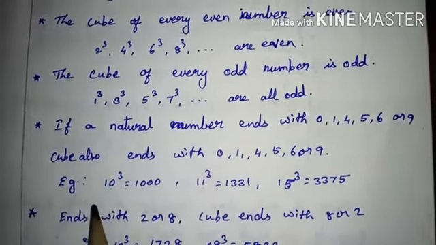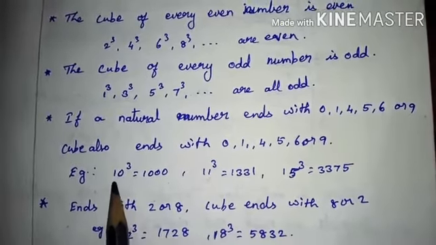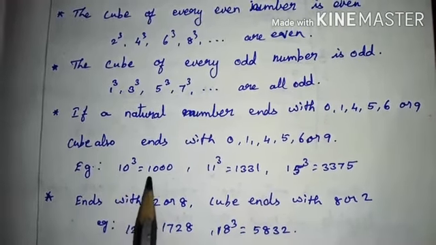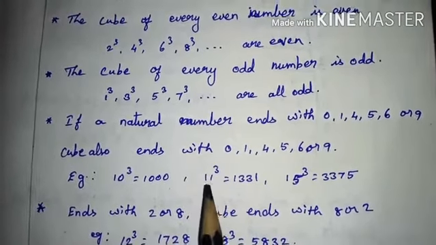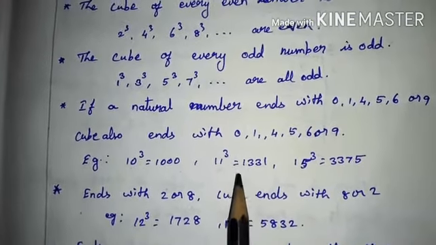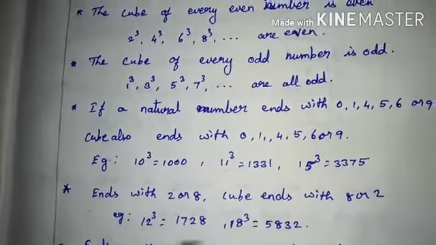For example, let's consider the number 10. The 10 ends with 0. If we find the cube of 10, we get 10 cube, which also ends with 0. Second example, for 11, the unit place is 1. If you find the cube of 11, we get the answer as 1331. Here also it ends with 1.